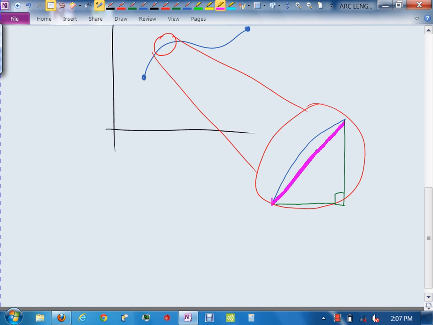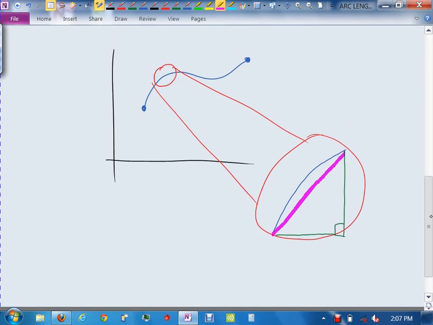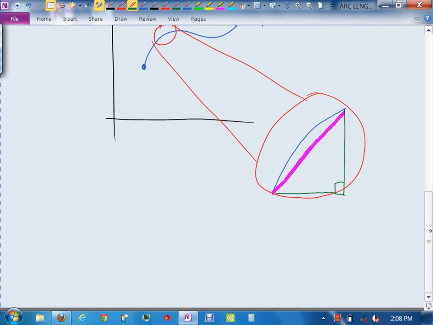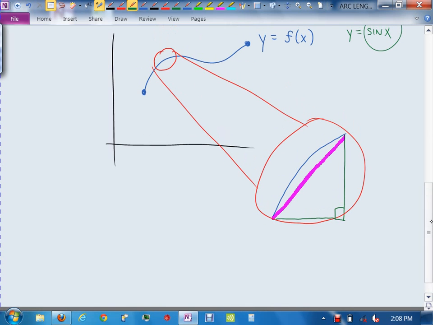Okay, so let's talk about how long this is. Well, first of all, let's label this curve. Let's call this curve y equals some function of x, okay? So that means I'll put an example next to it, even though I'm not trying to do an example right now. y equals sine x, okay? So we have y in terms of x. It's a function of x. So tell me a little bit about this triangle. Let's look at it here. Tell me about the purple.